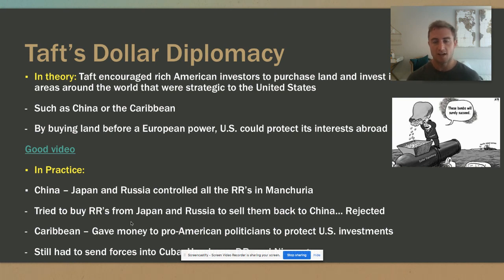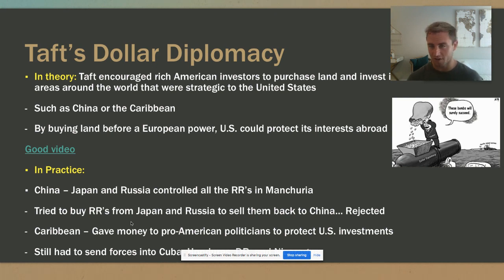Taft is going to say, yes, we want to control new lands, especially lands with natural resources. However, we don't want to have to send in the Army or the Navy every time to gain new lands. Instead, his theory is he's going to encourage rich American investors to legally buy lands in other countries, especially lands controlling resources like oil, so that the U.S. can benefit from this in the long run without having to fight for it.